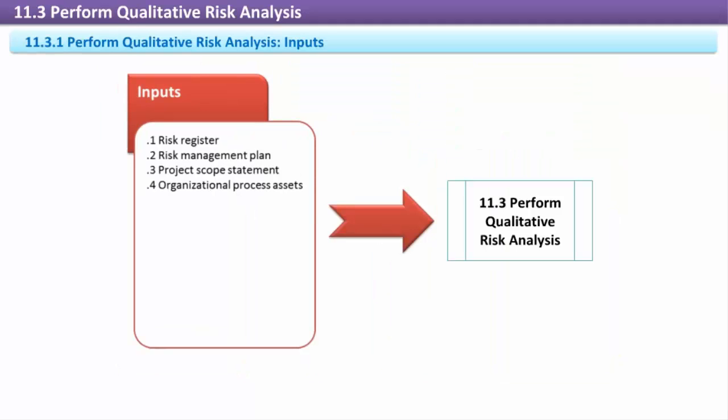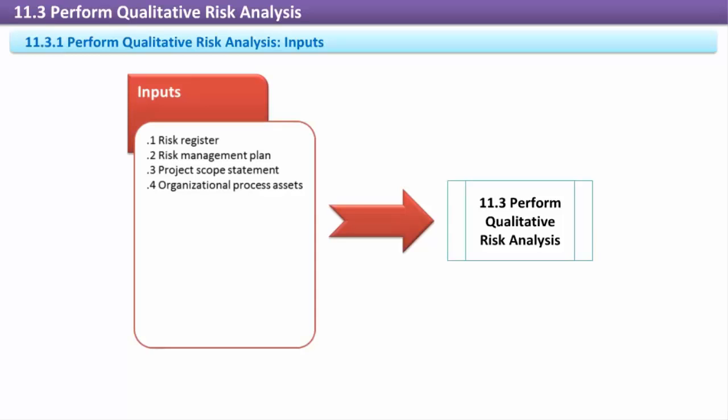Perform qualitative risk analysis. Inputs. Risk register. The risk register is a comprehensive list of all threats and opportunities the project faces. It also contains supplementary data about each risk, including its impact, probability, risk response, budget, risk owner, and contingency and fallback plans.